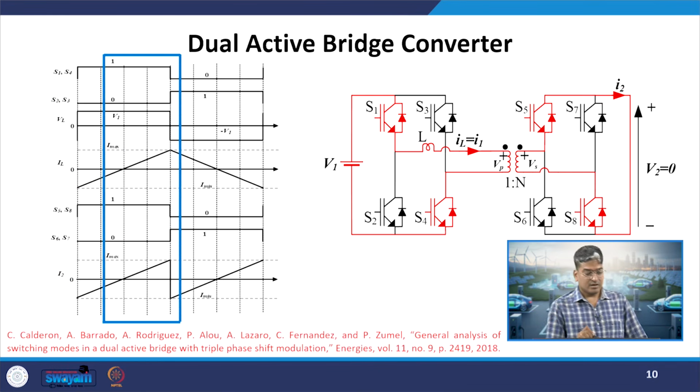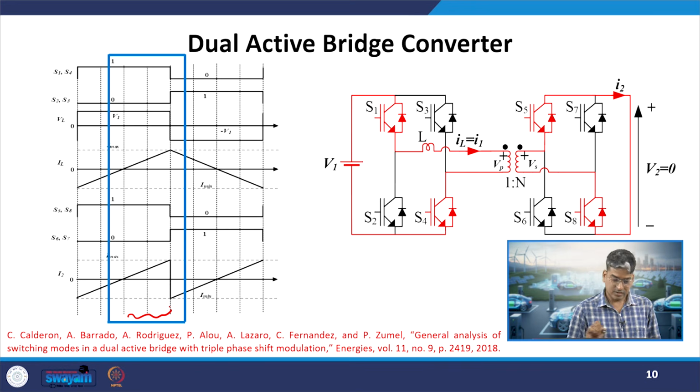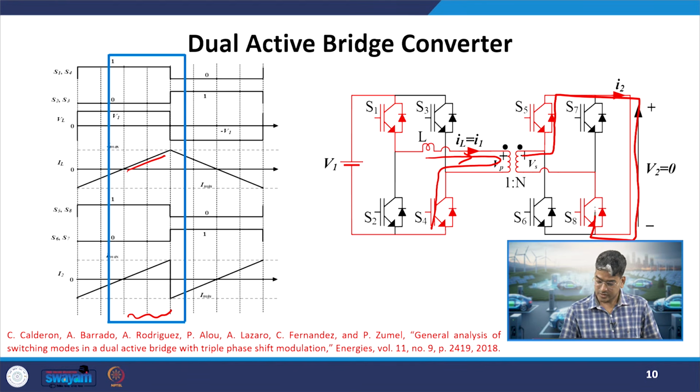Okay. Now, the next quarter, or the second half of my positive half cycle. In this next quarter, or these two divisions, what is there? Still we have maintained the pulse to S1 and S4 and S5 and S8, but what has changed? Now, inductor current has crossed 0 and it is trying to change its direction. It is becoming positive. So, it means it will flow in this direction. Now, it is entering the dot. So, on the secondary side, what will happen? It will try to leave the dot and it will flow through this path.